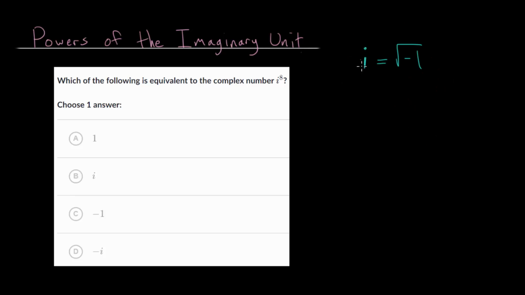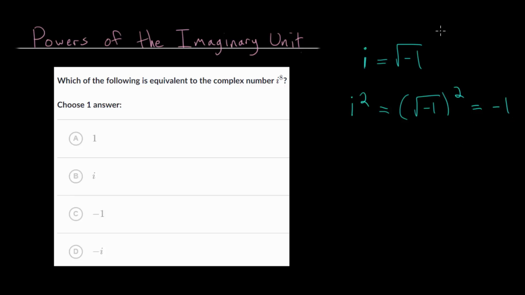We know that when i is raised to the first power, we just refer to it as the square root of -1. And when we square i, what we're going to get is the square root of -1 squared. And when you square a square root, they cancel each other and you just get back -1.